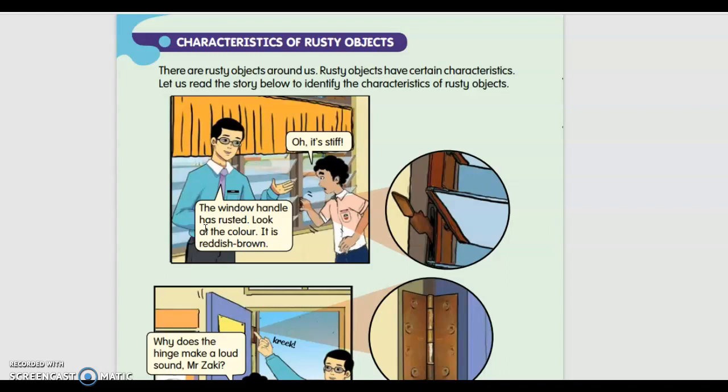Okay, the window handle has rusted. Look at the color. It is reddish brown. Oh, it's stiff. It's stiff.